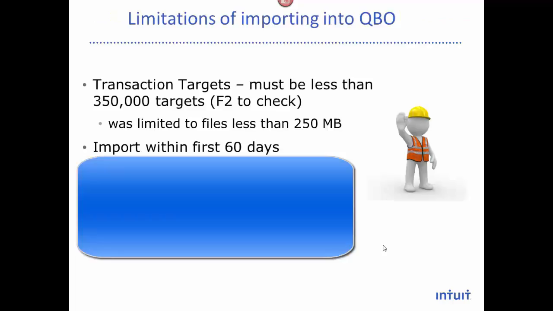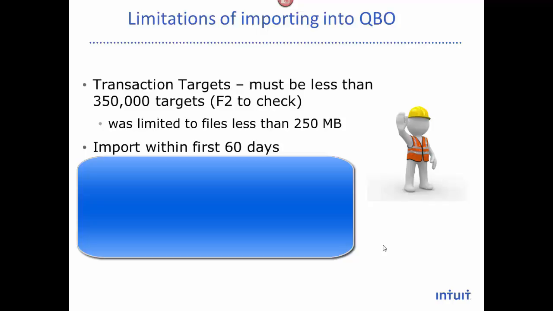Now, importing into QuickBooks Online, the transaction targets need to be 350,000 or less. It doesn't have to do with file size anymore, okay? I'll show you where the targets are found in the F2 window. You need to import within the first 60 days unless you are converting a desktop file to the free QBO Plus file we give you in QuickBooks Online Accountant. That has no cap, but assuming you're just going, it's a client's books and they're going to a new QBO sub, you have 60 days to do it.